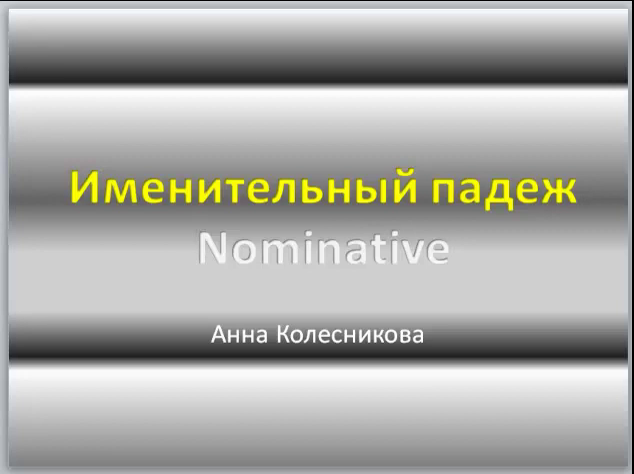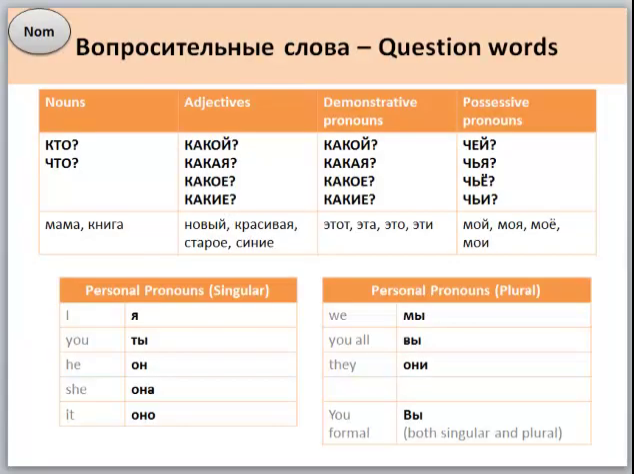Hi guys, this video should help you review именительный падеж or nominative case in Russian. First of all, let's review the question words that indicate the nominative case. For example, for nouns, use the question words кто or что. For example, кто это? Это мама. Что это? Это книга. For adjectives, use какой for masculine, какая for feminine, какое for neuter, and какие for plural.